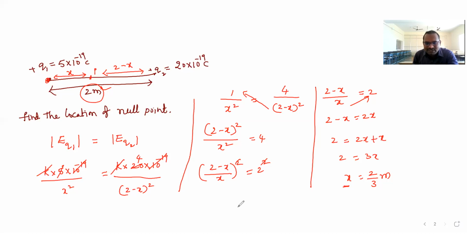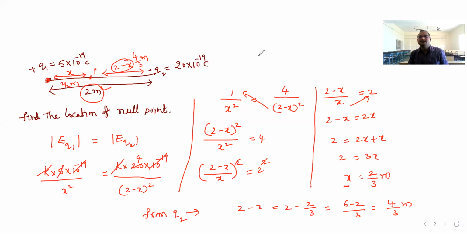From Q2 charge, how much distance? 2 minus X from Q2. That is equal to 2 minus X value 2 by 3. 2 threes are 6, 6 minus 2 divided by 3 is nothing but 4 by 3 meters. So this will be 4 by 3 meters from Q2, and this will be 2 by 3 meters from Q1. Any point they may ask you, you can give the answer.